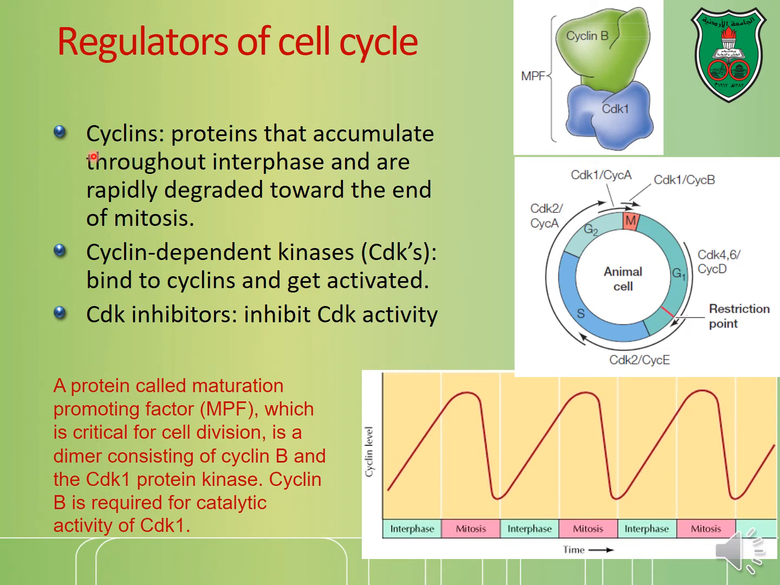Now, cyclins are important for the activity of cyclin-dependent kinases. So what you have in here is a protein dimer that was the first protein that was identified, and it's called the maturation promoting factor. This maturation promoting factor was found to be critical for cell division. So it's a dimer that is made of a cyclin known as cyclin B associated with a cyclin-dependent kinase known as Cdk4. So the catalytic activity of Cdk4 is dependent on the presence of cyclin B. Okay, so Cdk4 and cyclin B are needed in the G2 phase right here.